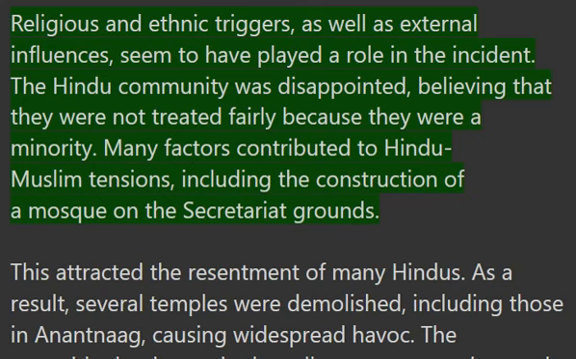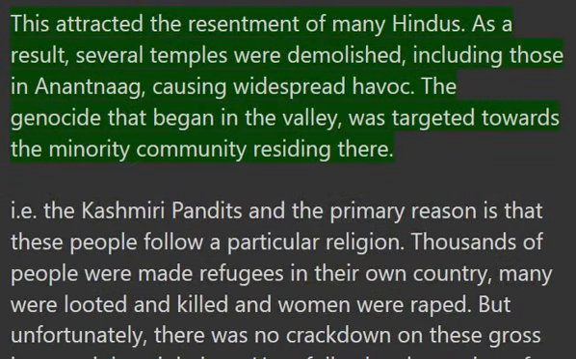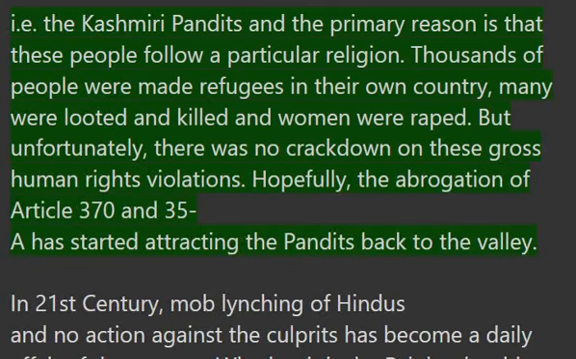Many factors contributed to Hindu-Muslim tensions, including the construction of a mosque on the Secretariat grounds. This attracted the resentment of many Hindus. As a result, several temples were demolished, including those in Anantnag, causing widespread havoc. The genocide that began in the valley was targeted towards the minority community residing there, i.e. the Kashmiri Pandits, and the primary reason is that these people follow a particular religion.